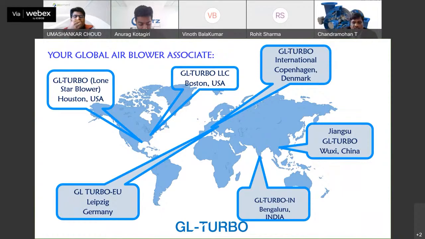In Denmark, we have an R&D facility, and our ex-president, who currently works as a consultant, sits in Denmark. In Wuxi, China, we have a big facility as well, where most of the assembly and testing happens. Here in India, we have an office in Bangalore taking care of Indian operations, and I am heading those Indian operations.